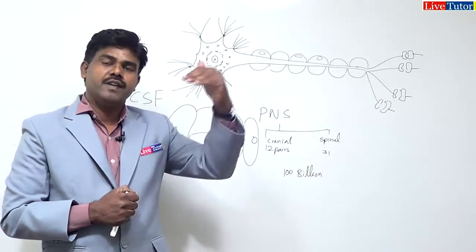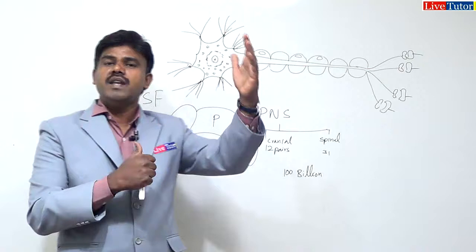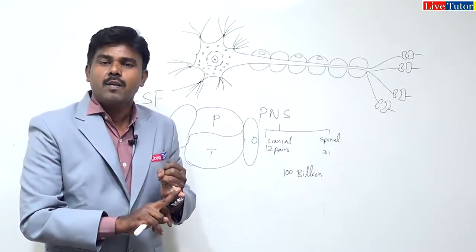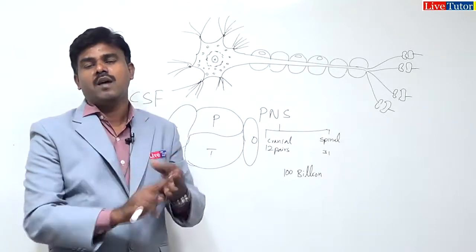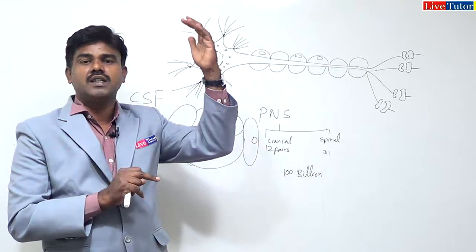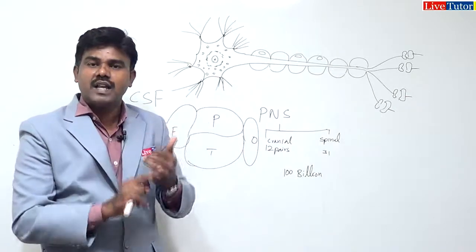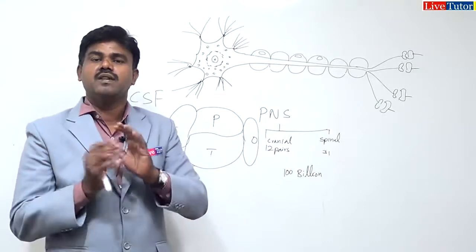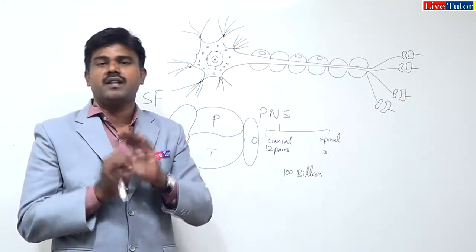First we will finish the meninges. What are the meninges? Meninges means the membranes of the brain: the dura mater, arachnoid, and pia mater. The dura mater is the outer membrane attached to the skull. Next is the arachnoid. Next to the arachnoid is the pia mater, the inner membrane.